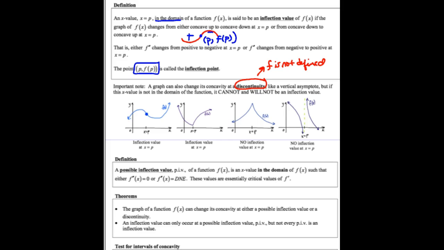The first 2 have concavity changes from concave down to concave up at P, so we say that is an inflection value, or the point P comma f of P is an inflection point. Same here, concave up or has the curvature of a cup, and then concave down at a point that is defined on the function. So we call that an inflection value. Note that that inflection value is occurring at the cusp.